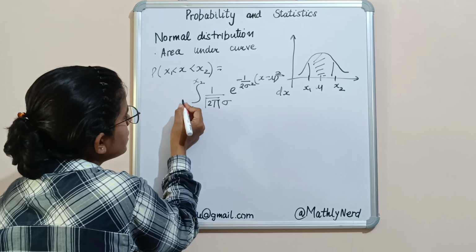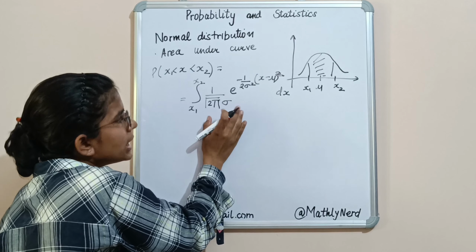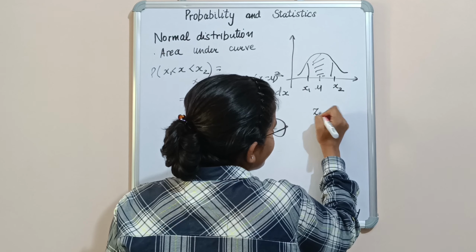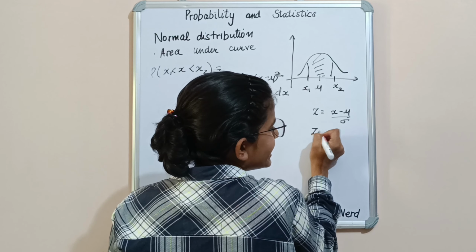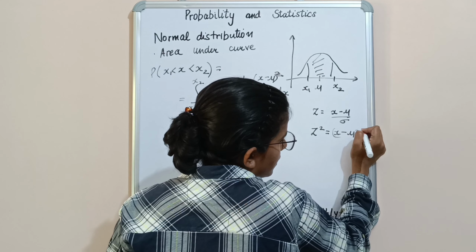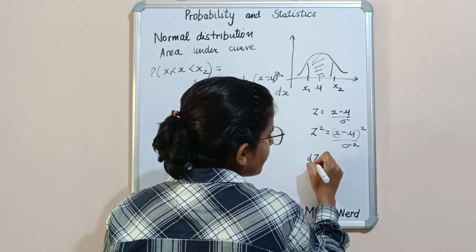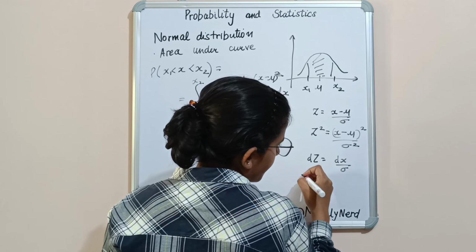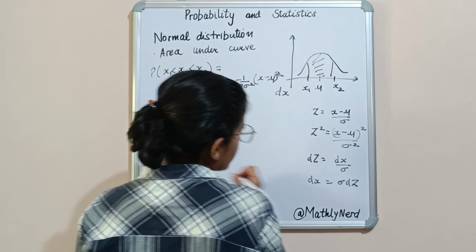Now if we want to write this expression in terms of our standard normal variate, z will be equal to x minus mu by sigma, z square will be equal to (x minus mu) whole square by sigma square, and dz will be equal to dx by sigma. That means dx will be sigma times dz.